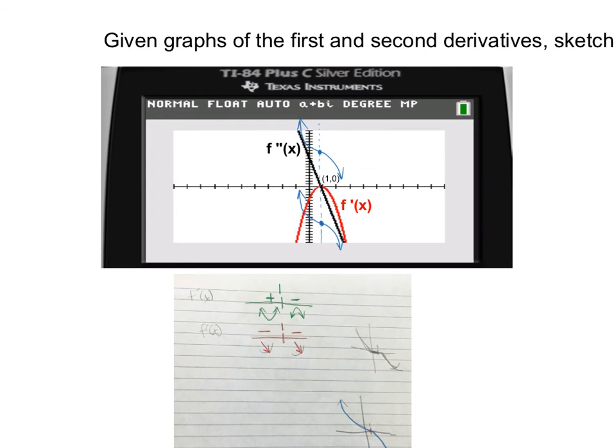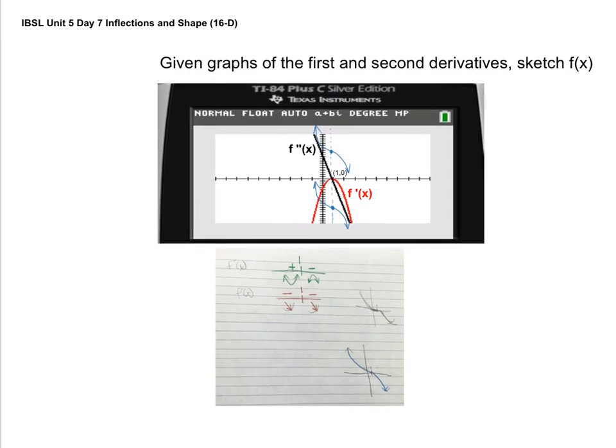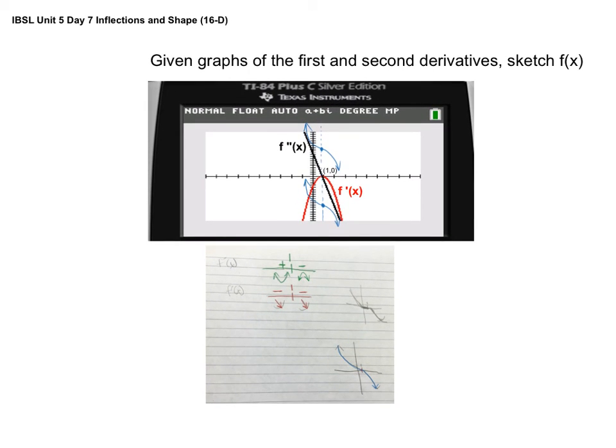Alright, so that's it as far as the second derivative. Finding the second derivatives, applying it in a basic sense here. We're going to look more at applying it in specific cases as we move forward, particularly when we get to kinematics and optimization and that sort of thing.